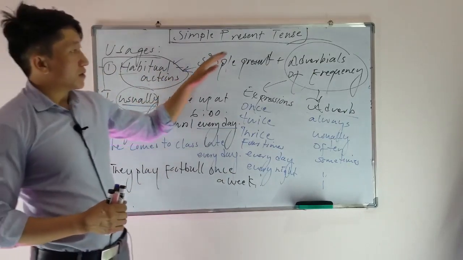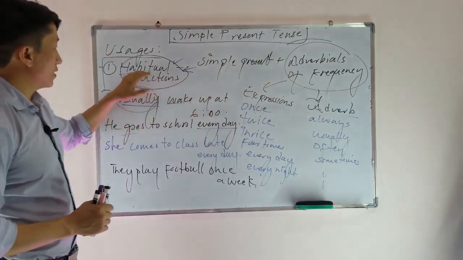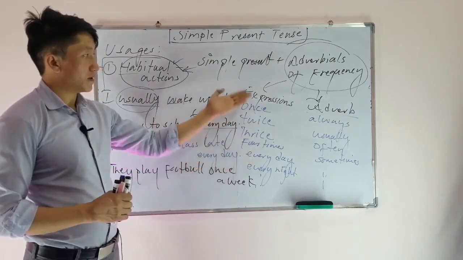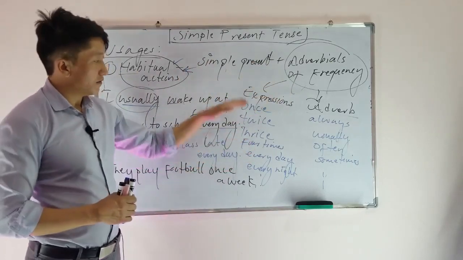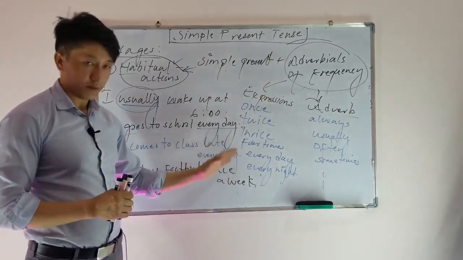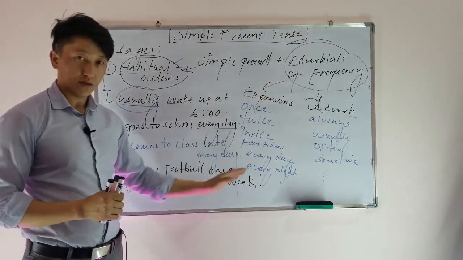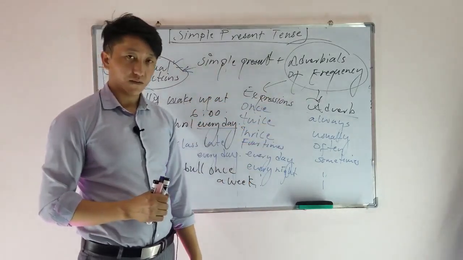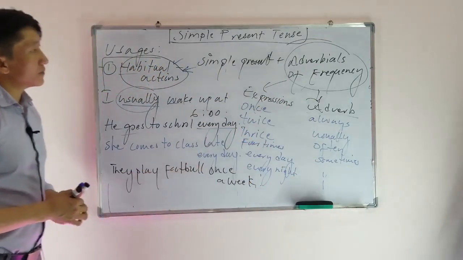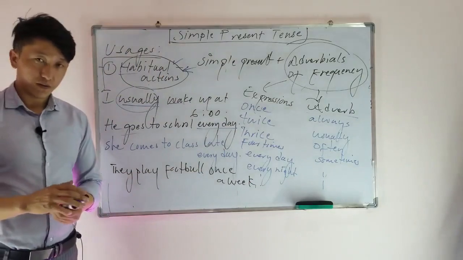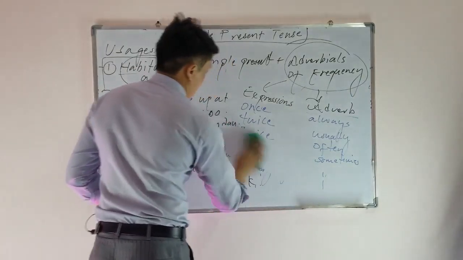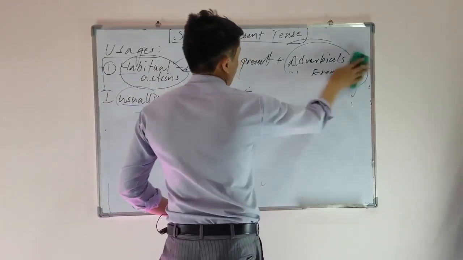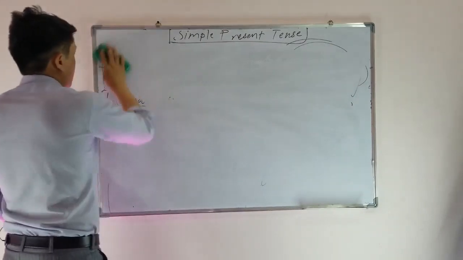Now we use simple present tense plus adverbials of frequency to talk about habitual actions, the activities, or our routines. So there we have two kinds of adverbials: expressions and adverbs. For the expressions we have once, twice, thrice, 4 times, 5 times, so on. Or we can say every day, every night, every month, every week. And for adverbs we have always, usually, often, sometimes, ever, never, and so on. Now this is the definition of simple present tense. Let's talk about some examples of simple present tense and how we can change it to other forms. Now that was all about the usage of simple present tense.